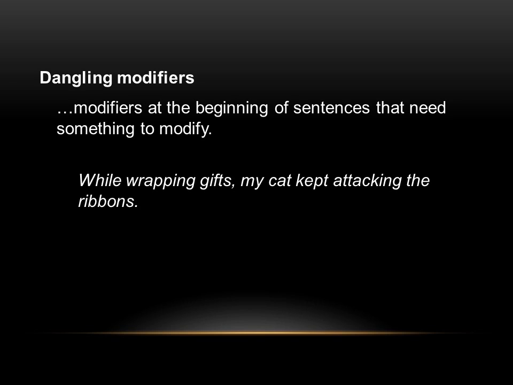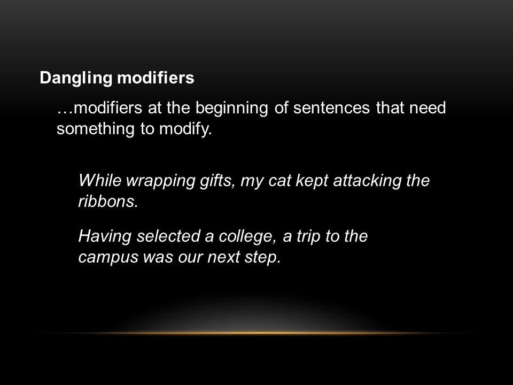And on the ACT, the choices will leave while wrapping gifts in all of them, and you just have to look for the one that has the I, or the person who could be wrapping gifts after it. We've seen this a couple of times already. How about this one? Having selected a college, a trip to the campus was our next step. Same idea. If somebody said that, I would know exactly what they mean, but it's a written sentence, and I don't see anybody in that sentence who could select a college. So it's a dangling modifier.